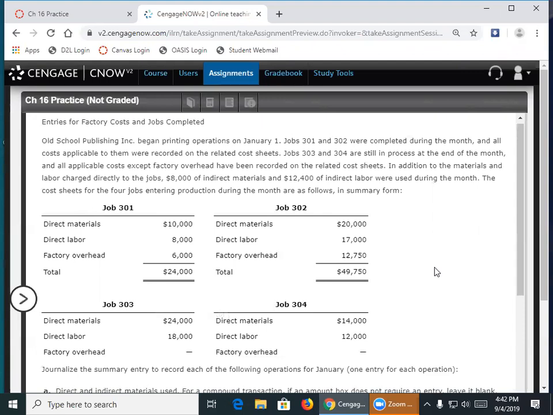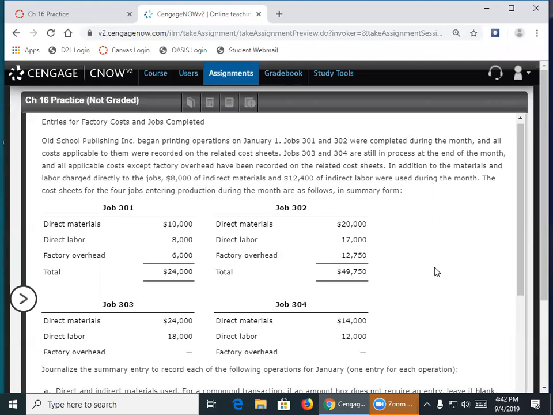Okay. And then they give us some additional information. In addition to materials and labor, there was 8,000 of indirect materials used, which is an overhead cost, and then 12,400 of indirect labor, which is another overhead. And then it just gives us the cost sheets.